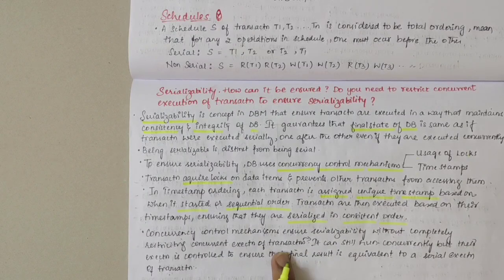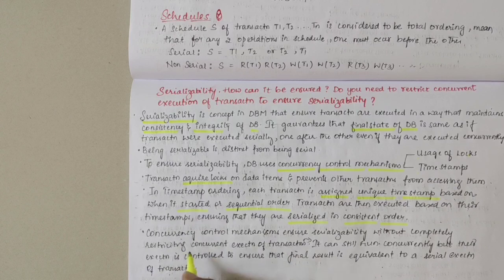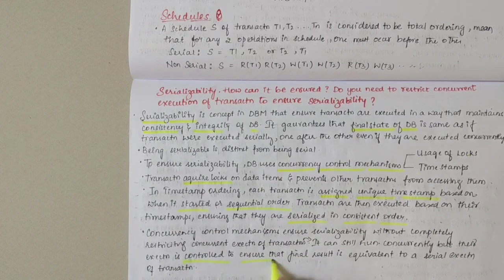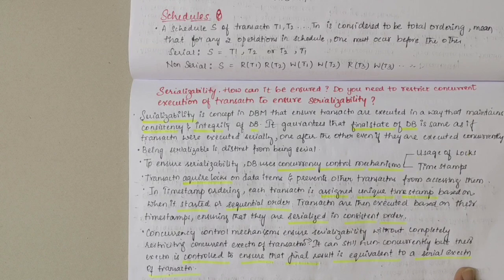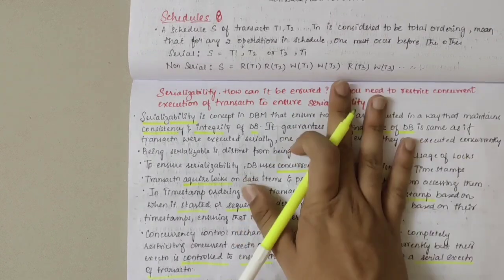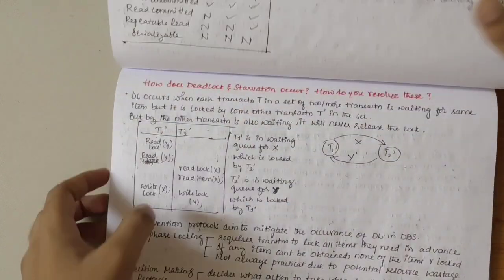The execution of transactions can still run concurrently, but their execution is controlled, and it ensures that the final state is equivalent to a serial execution of transactions. So that was about serializability. This could be asked for 4 marks or 5 marks.